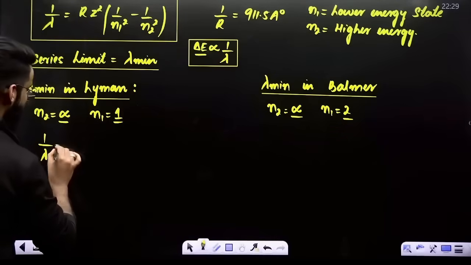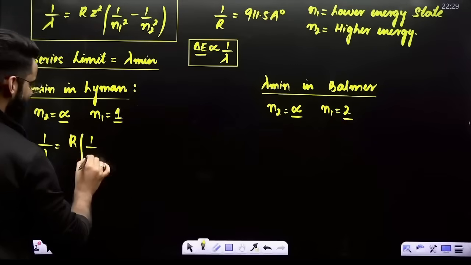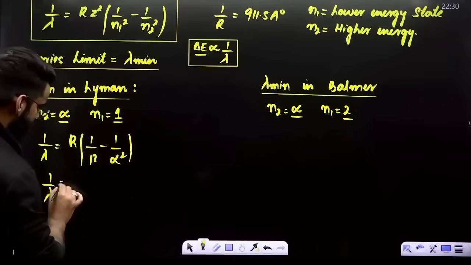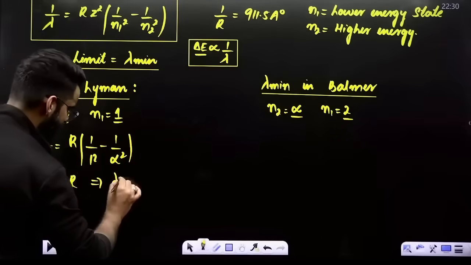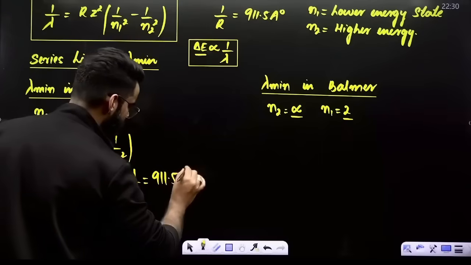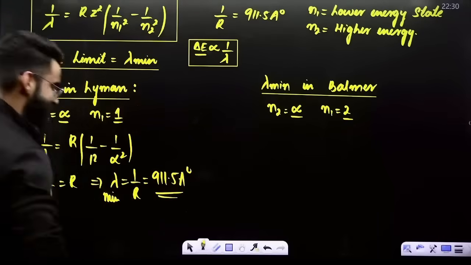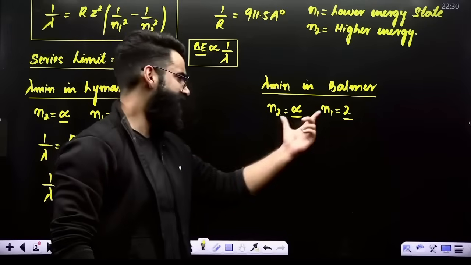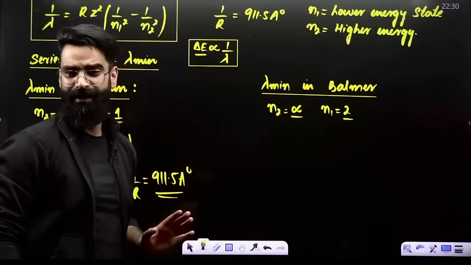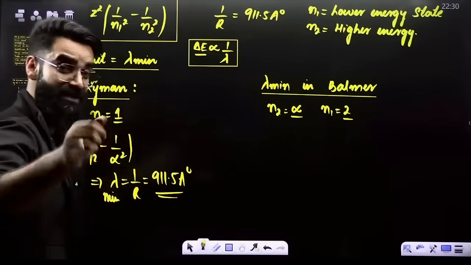You can say 1 by lambda minimum is equal to R, Z squared, into 1 by n1 squared minus 1 by n2 squared. Z value is 1 because we are talking about hydrogen. So 1 by lambda is nothing but R, or you can say lambda is equal to 1 by R. And remember, 1 by R value is nothing but 911.5 angstroms. So this is the minimum wavelength, or you can call this the series limit in case of Lyman series. This you can try on your own, put the values in this expression and get the value of lambda minimum. This is again a short question, my dear students, which can be asked either in your chemistry or in your physics.